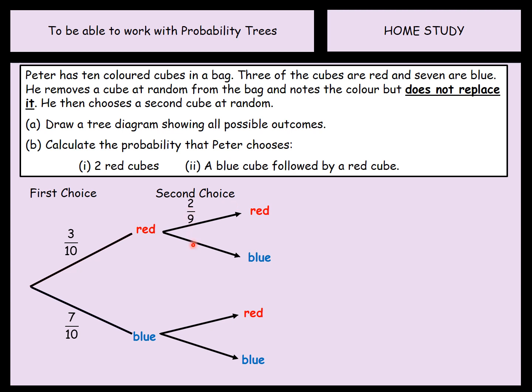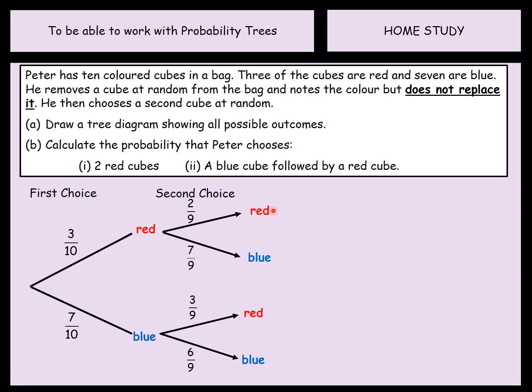We remember that these 2 branches add up to one whole one because they are exhaustive. So 2/9, and this one's got to be 7/9. And then moving this way, if I chose blue first, I've still got 3 red ones left, but I've got 1 less thing in total. And again, we're bearing in mind that these 2 things add up to one whole one, so 6 out of 9.